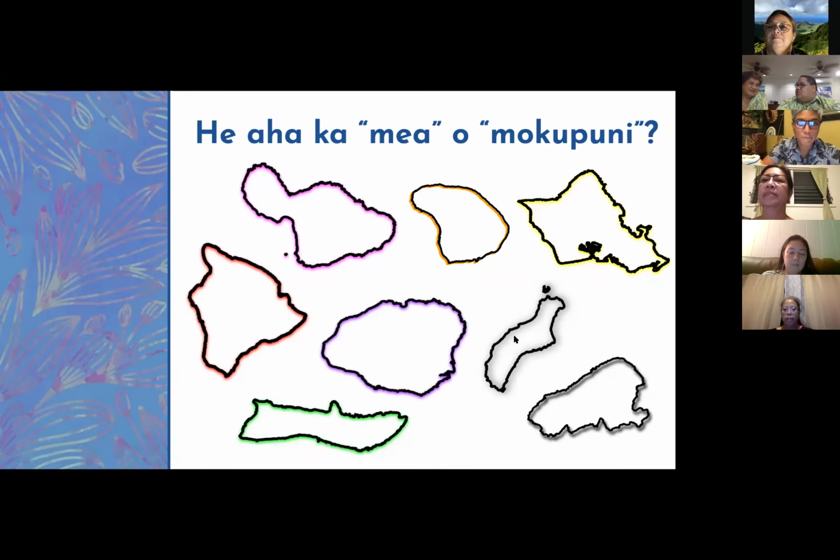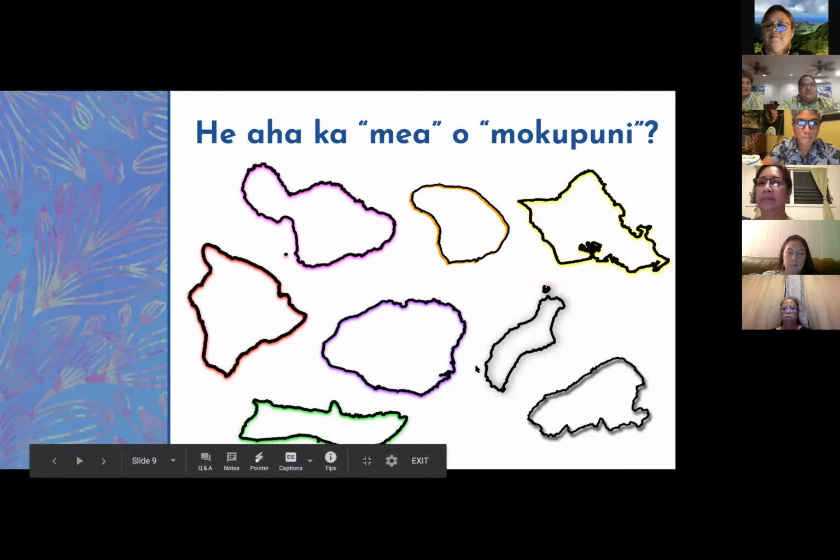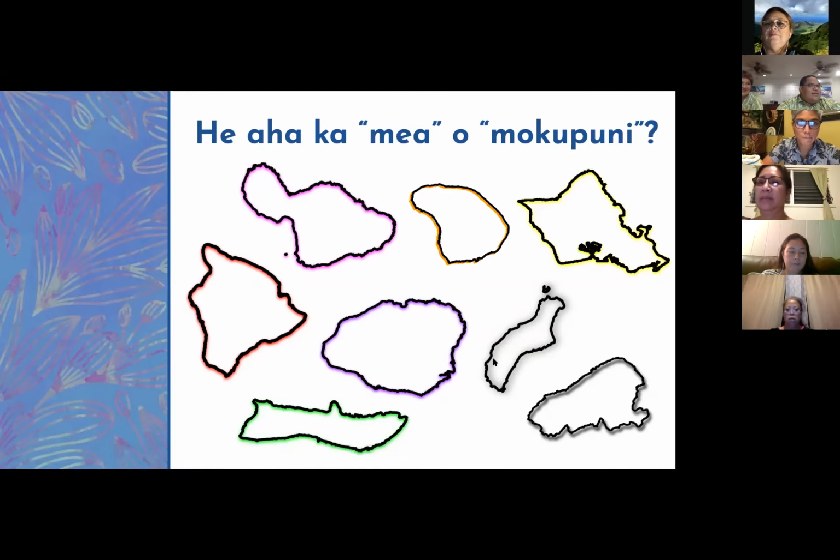The wise saying of all of the islands, because I don't think everybody knows that. Okay. We want to just go through it? Yeah. Well, let's just do Niʻihau. He aha ka waihoʻoluʻu o Niʻihau. They got it. Like, it's child's play for them. It's like coming in before I even ask the question.